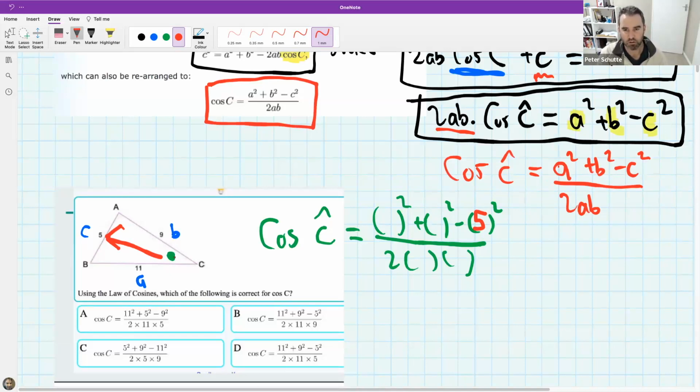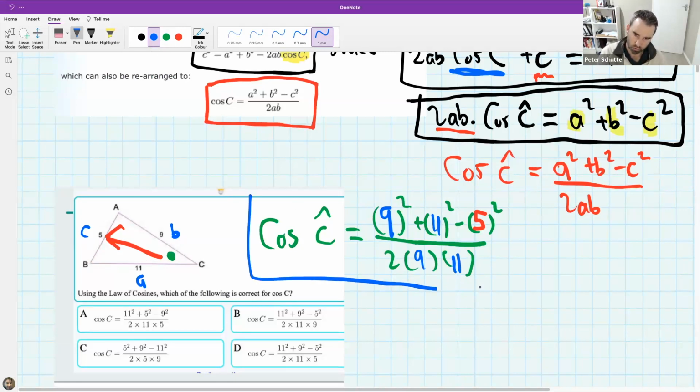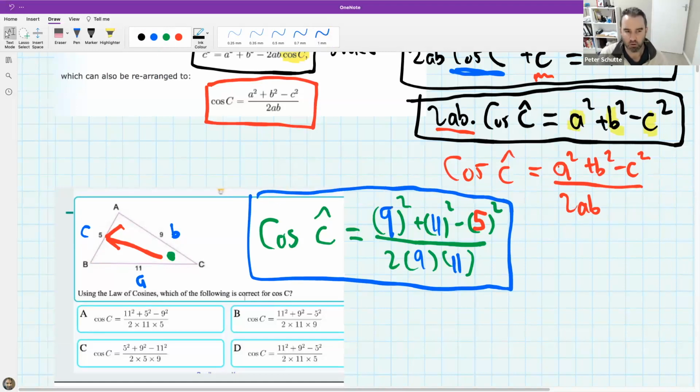Then, what are the other two sides that are involved? I call them the arms of the angle. The angle you're trying to find is the green dot. That is one arm of the angle, and this is another arm of the angle, and they take up the two other spaces. So I'm going to put a 9 and an 11 and a 9 and an 11. And so this is the cos rule written in terms of making the angle the focus.